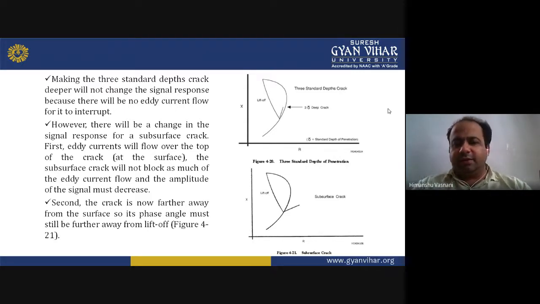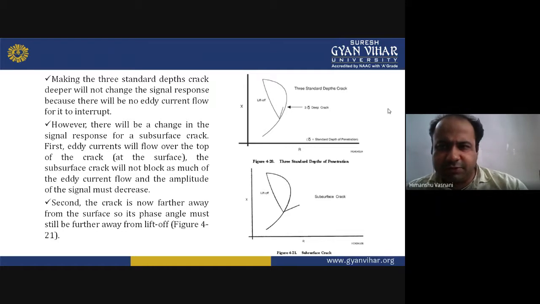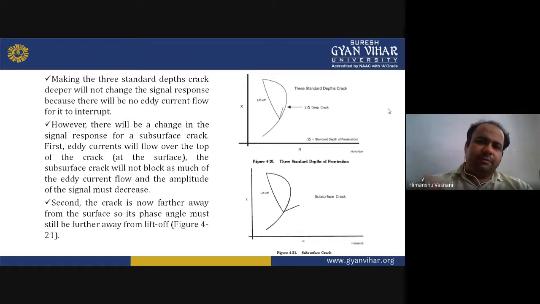It is given in this diagram. The two diagrams are shown. The upper diagram is showing the three standard depths of penetration. You can see the variation of the liftoff from the three standard depths of penetration. The three standard depth cracks are there, and you can see the symbol delta shown. This is showing the standard depth of penetration.